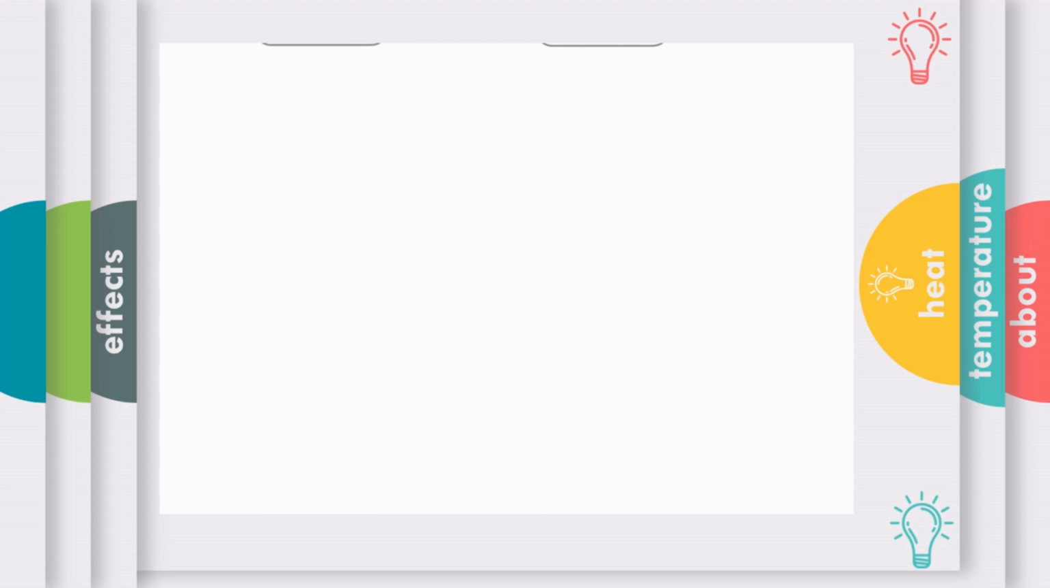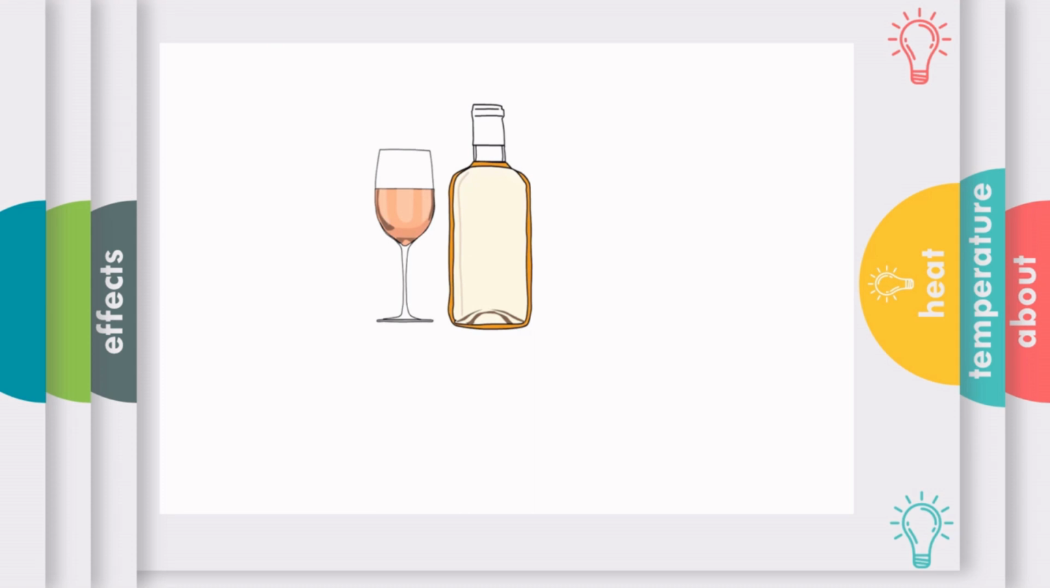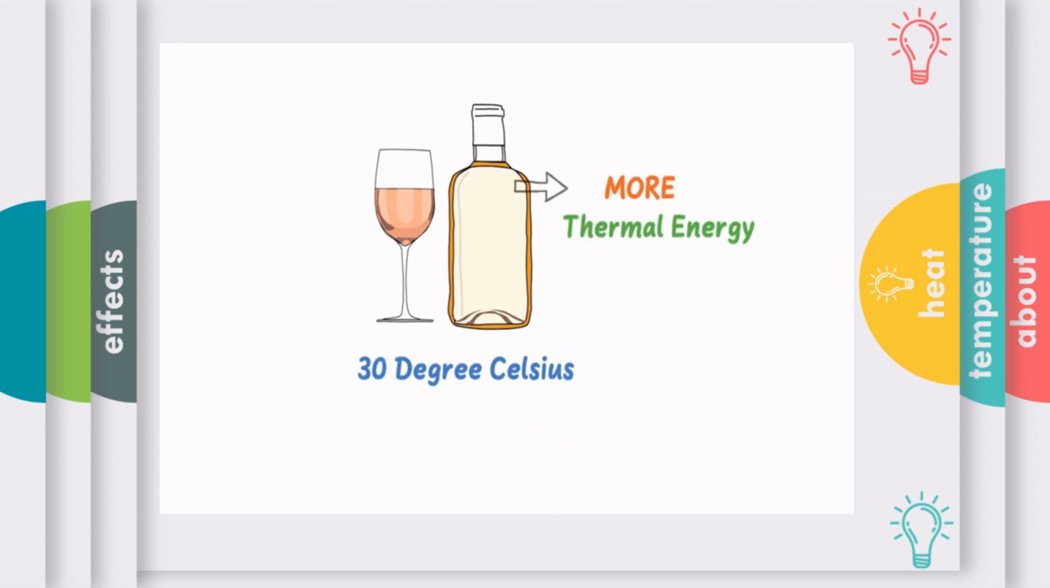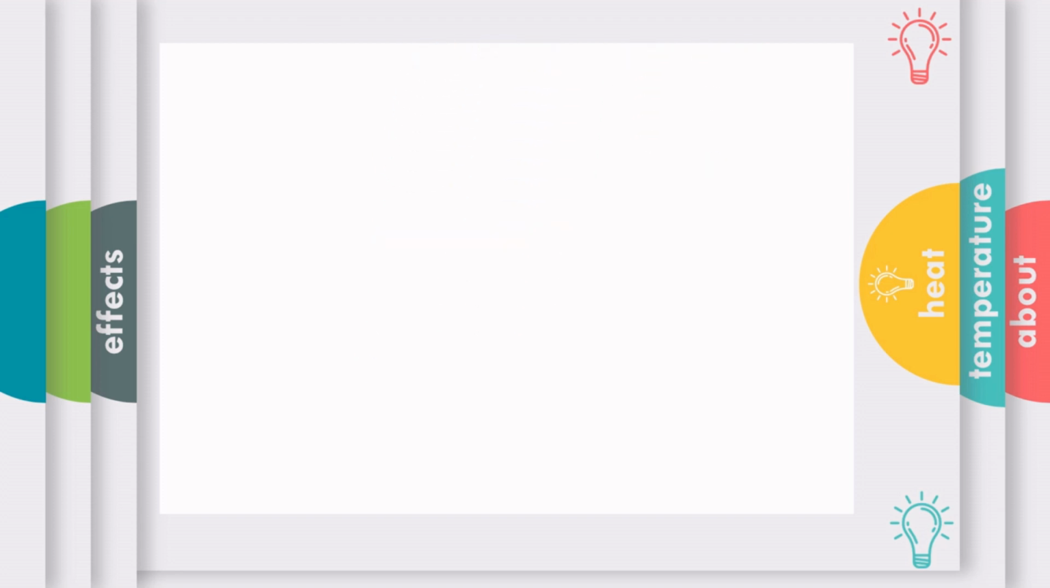Remember also that thermal energy depends on the number of particles in a system or the mass of the system. Consider a glass of water and a bottle of water with the same temperature, 30 degrees Celsius. The water within a bottle possesses more thermal energy than the water in a glass because there are more water particles in a bottle than in the glass.